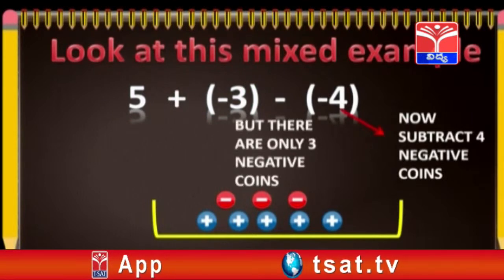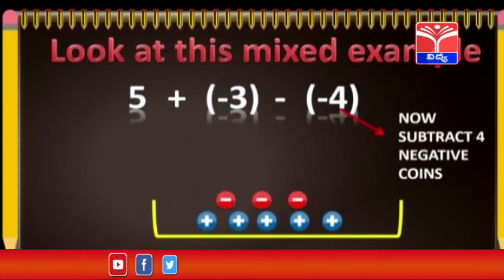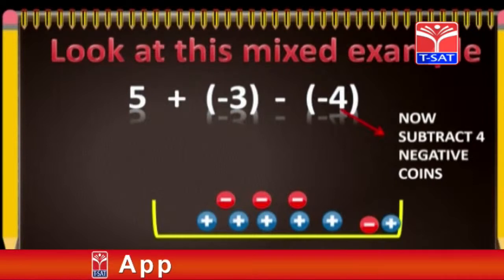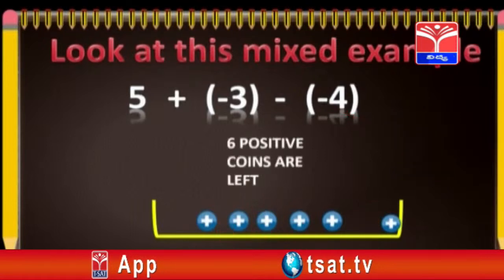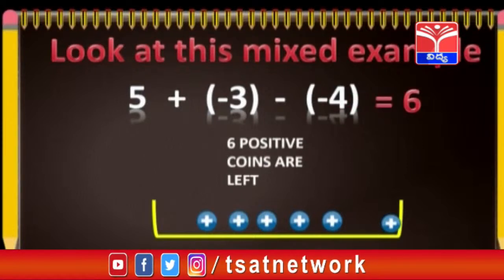Again the same question. There are only 3 negative coins in the basket. How can we remove 4 negative coins? Just keep 0 into the basket, and this 0 is replaced by negative positive coins. Do you observe, students? We got 4 negative coins in the basket now. Let us remove 4 negative coins. Now, how many coins are left in the basket? 6 positive coins are left in the basket. And the answer is 6.